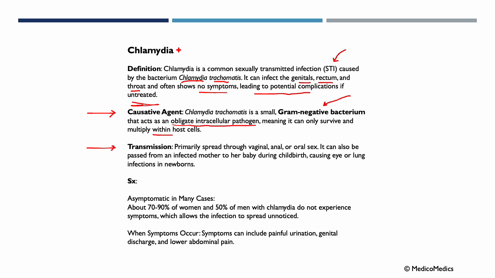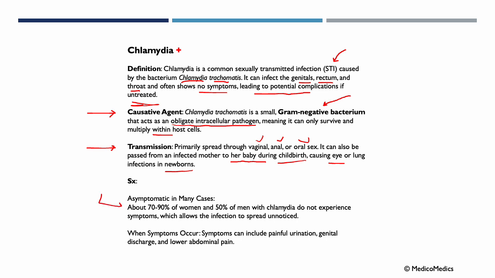So what is the mode of transmission? Well, it primarily spreads through vaginal, anal, or oral sex. It can also be passed from an infected mother to her baby during childbirth, leading to eye or lung infections in newborns.